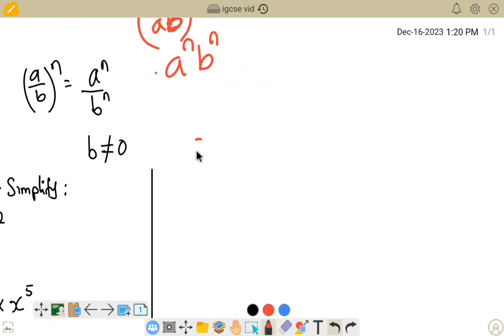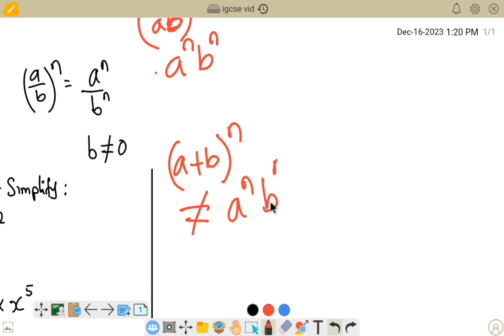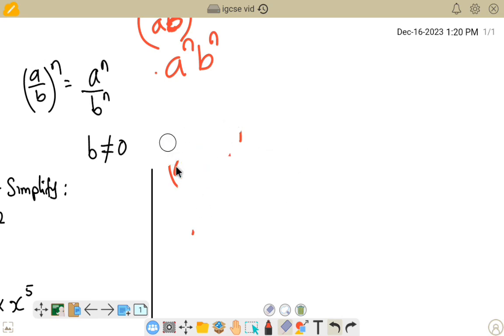It will be wrong. Like when you have a plus b, then you have n here. It is not equal to a raised to the power n plus b raised to the power n. Okay, it won't work because there's a plus in the middle. It only works when you have a multiplication sign, or when a and b are being multiplied. Okay, that's when it will work out. So don't make that mistake. It doesn't work too for subtraction.